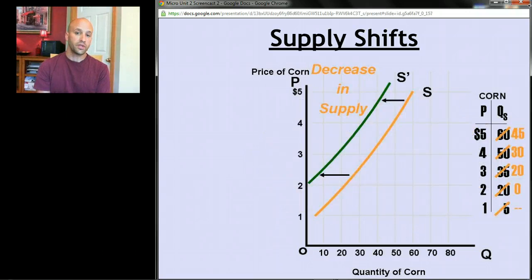If supply decreases, it's going to look like a shift of the supply curve to the left. At every possible price, producers are producing less. And if you plot out all of those new points, it's going to look as if the supply curve has shifted to the left. Moving to the left is a decrease in supply. You've got to be careful with supply, because if you just look at the graph, it kind of looks like the supply curve is moving up, like it's an increase in supply. It's not. Moving to the left is a decrease.